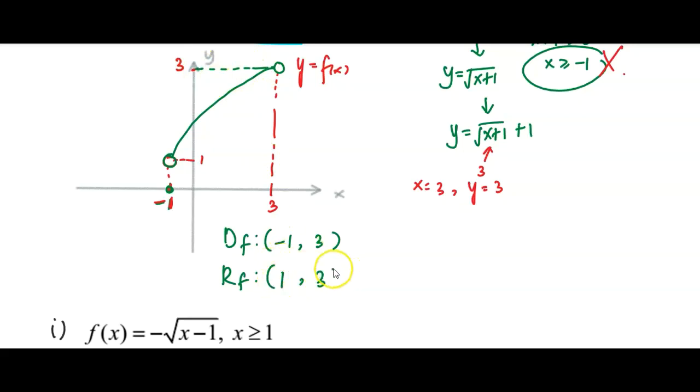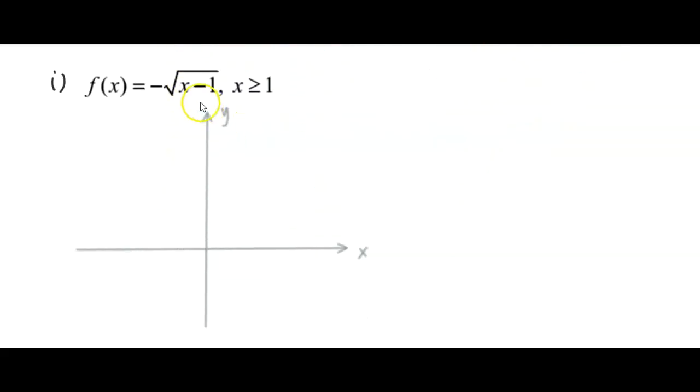Both is not included, so the range will be in between 1 and 3. There is an important point you need to find, that is your y-intercept. By putting x equals 0, you will have 1 plus 1, that will be 2. You need to label this. So now we move to the second example.